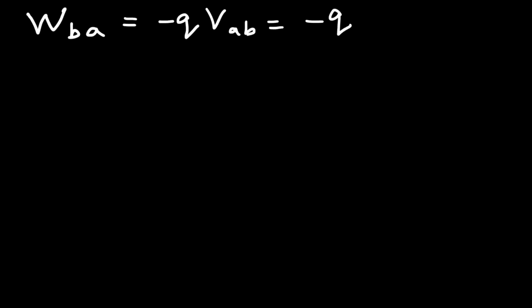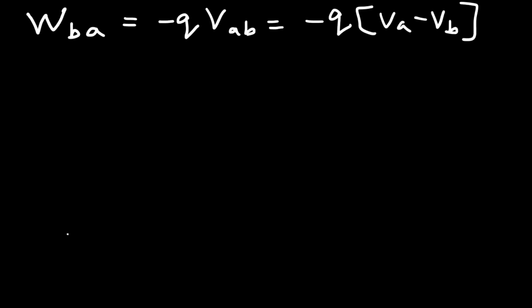Now, this leads us to an important equation. The work done from moving a charge, let's say from B to A, is equal to negative Q times the electric potential difference between points A and B. So you could say it's equal to negative Q times VA minus VB.